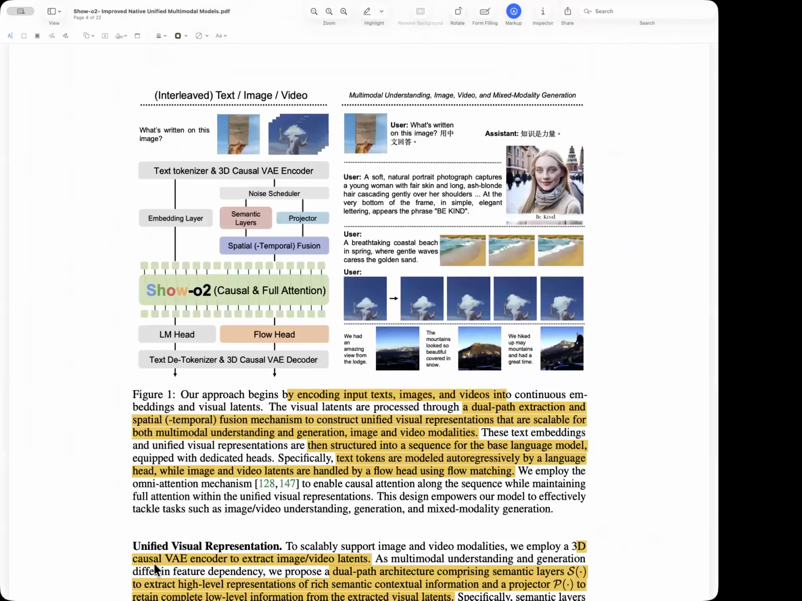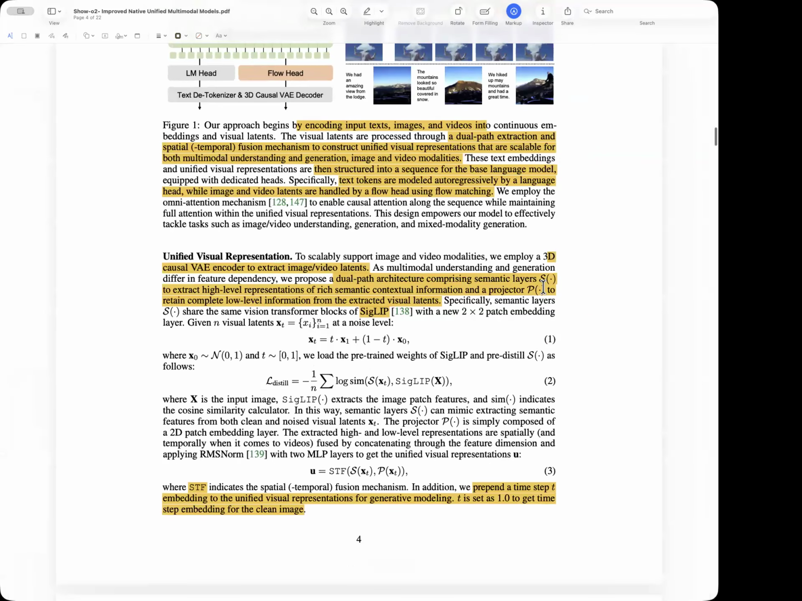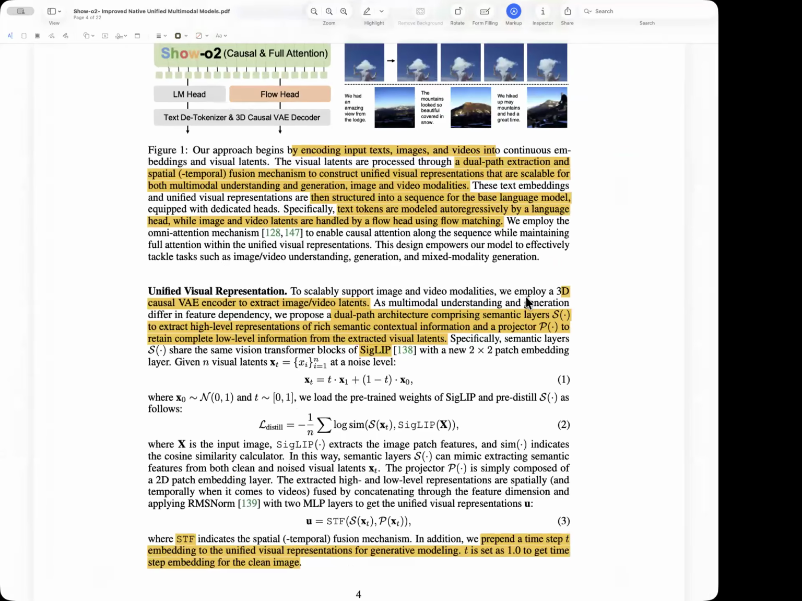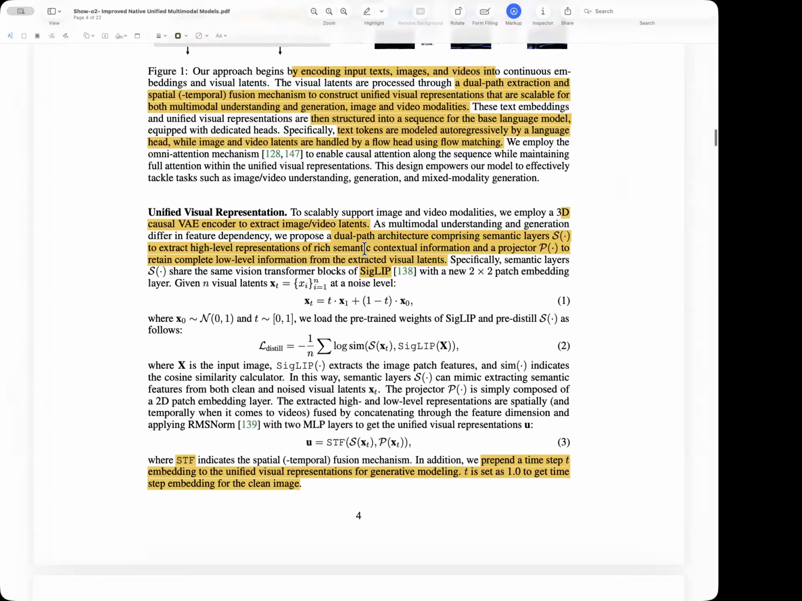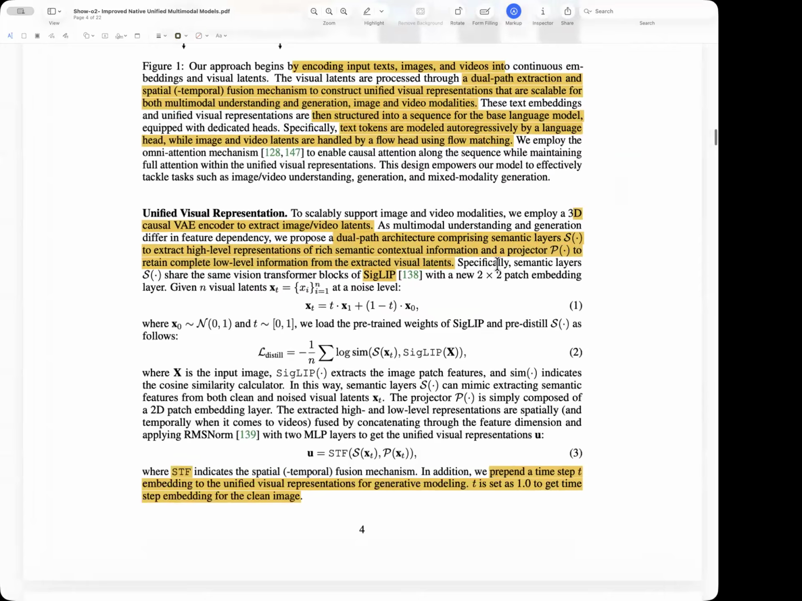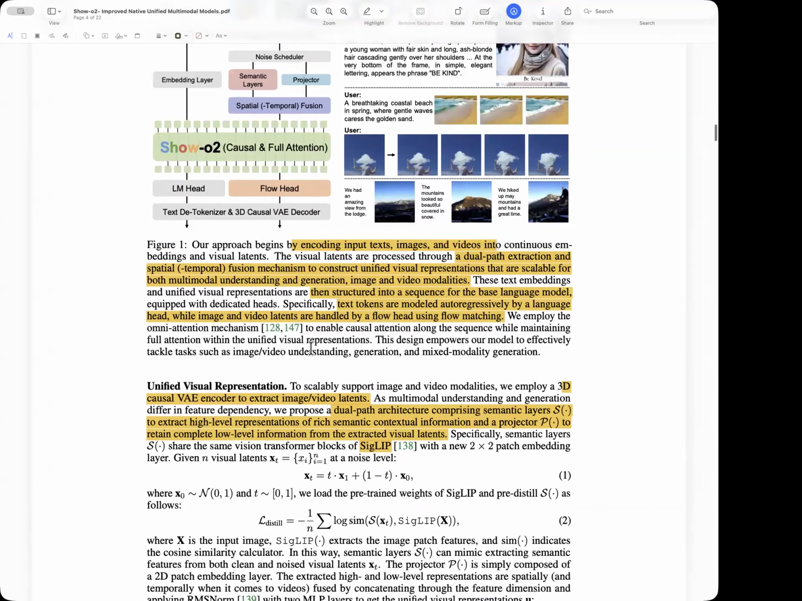Sorry, it's not the best explanation. I know I really skimmed over what SigLIP is and what this projection layer is, but they talk about why they're important. Well, actually, they do say what each one does, right? The dual path architecture has semantic layers to extract high-level representations of rich semantic contextual information, and then the projector, which retains complete low-level information of visual latents. Specifically, the semantic layers share the same vision encoder of SigLIP, and then here's some fun math of how it works.